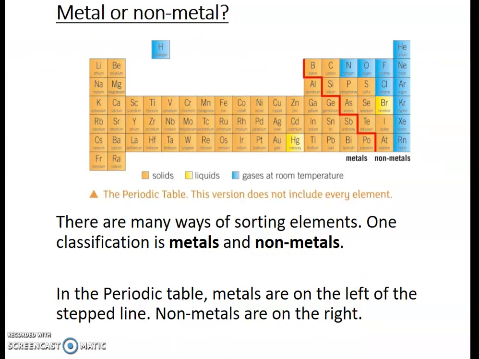So, splitting the periodic table into metals and non-metals, you'll see that zigzaggy line on that picture in front of you. So this periodic table, it doesn't include every single element. I've just taken a screenshot to show you how metals and non-metals are split. So you can see that on the right you've got your non-metals and on the left you've got your metals. It's just one way of sorting it out and classifying the periodic table. So make sure you know which side is which.